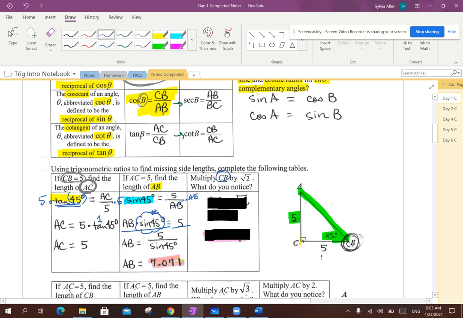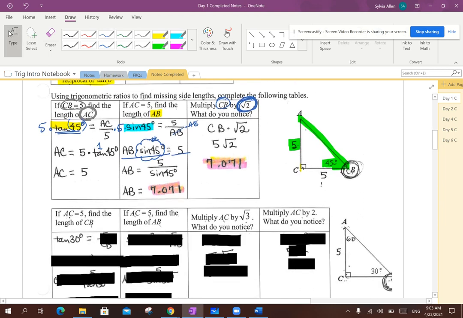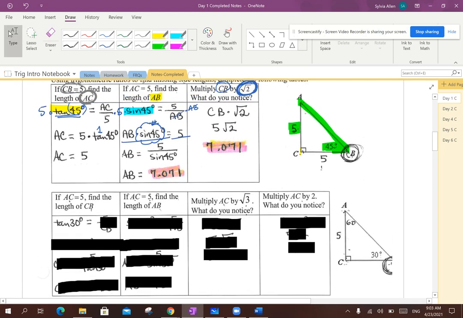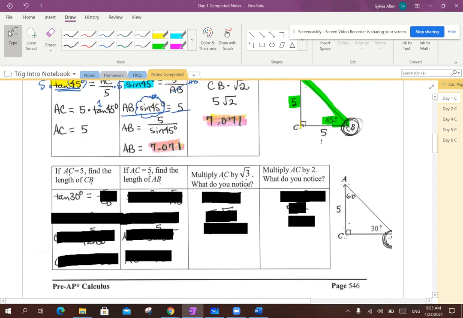All right, so CB is 5. So we're going to take 5 by rad 2. So in your calculators, we are going to go 5 times rad 2, and then you get the same number. So hopefully you're recognizing that rad 2 is a specific value. When you multiply it by 5, that's what you get. So I would like you to try these.